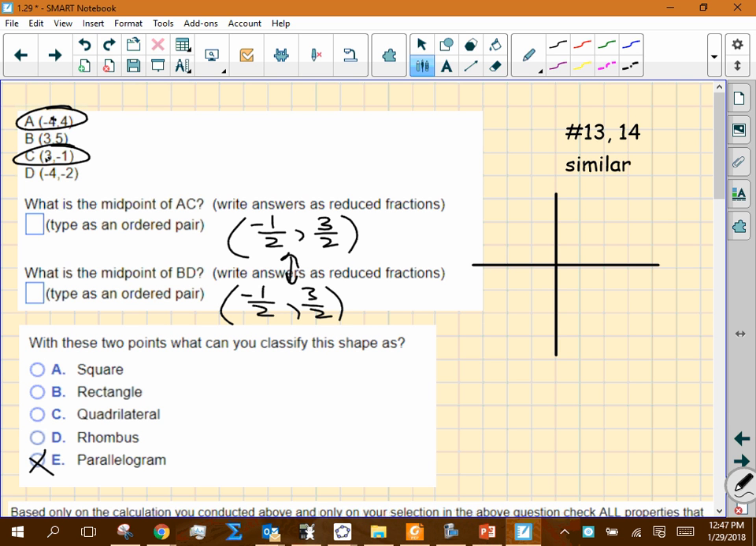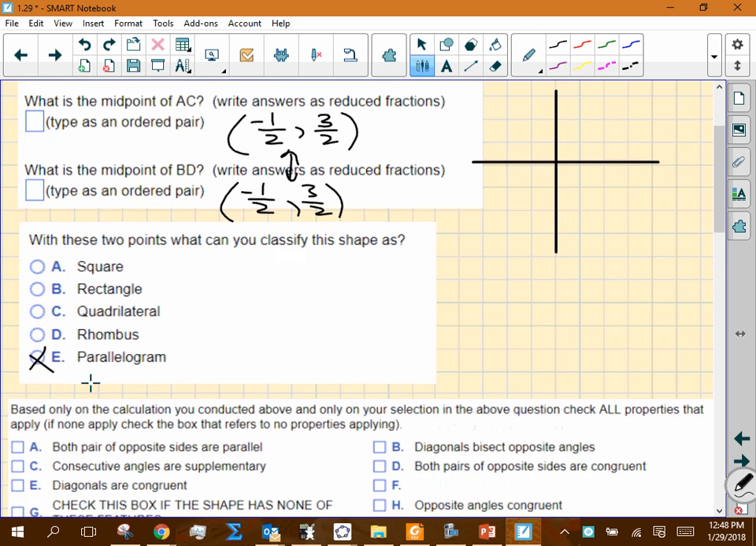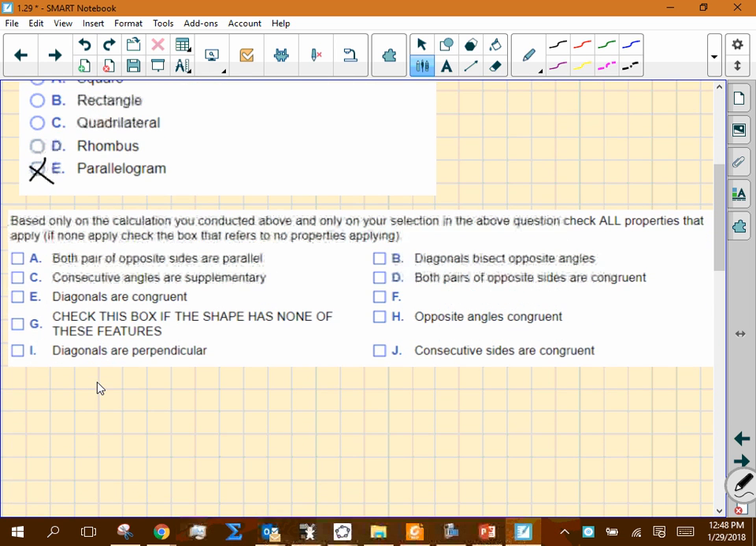That's kind of what some of these questions later on throughout the assignment are getting at: do you know enough to make other arguments? And if you wanted to make some other argument, what would you need to know? So if I get down here, it says based on the calculation, based on knowing it's a parallelogram, what can we argue now? What do we know? Do we know both pairs of opposite sides are parallel?